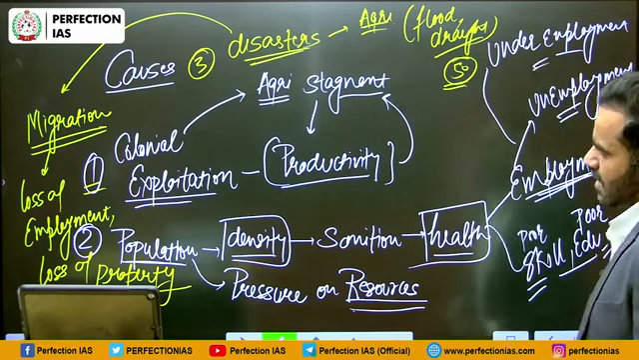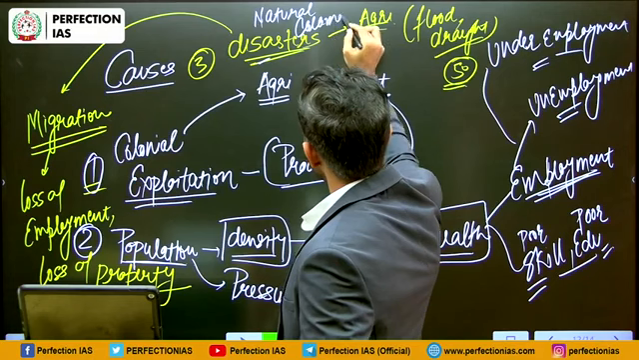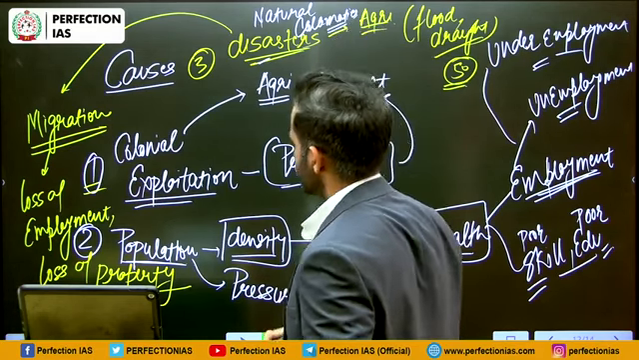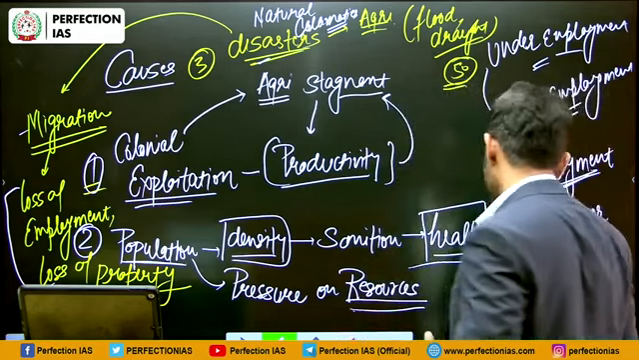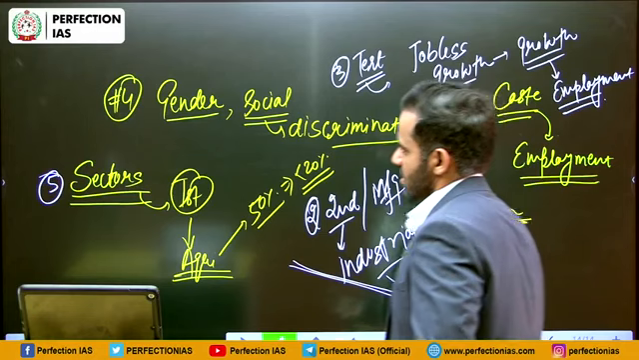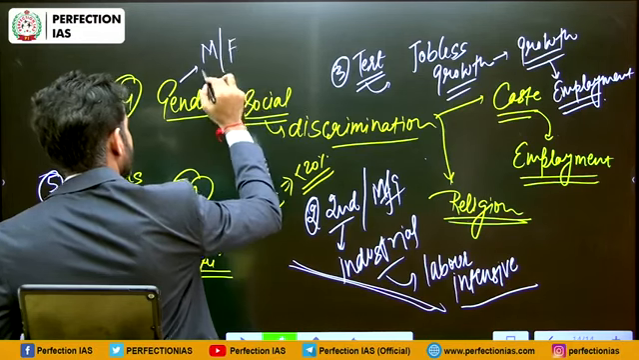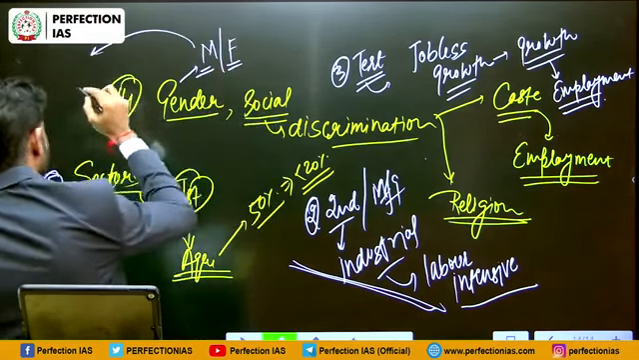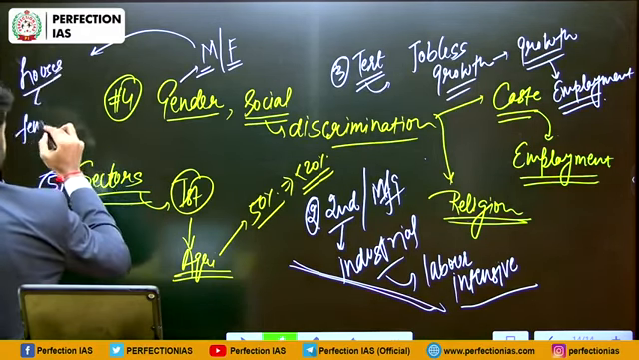Apart from that, the disasters or natural calamities are also responsible. Sometimes they lead to migration, and because of this migration sometimes there is a loss of employment, there is a loss of property. Then we had discussed gender based discrimination. For example, if we talk about male and female, so as per a report, the houses headed by female are more prone to poverty.